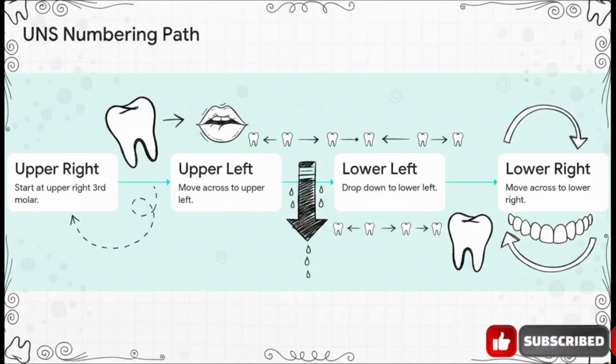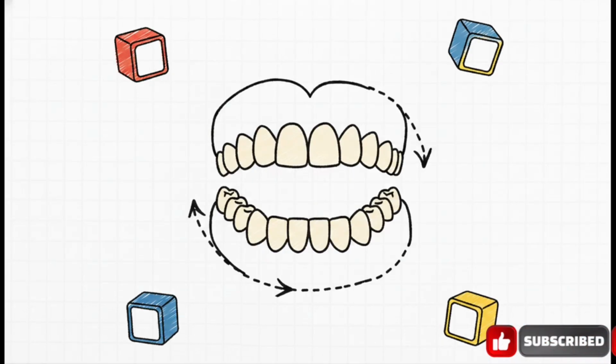Well, the UNS follows a very specific looping path around your dental arch. Go ahead and actually run your tongue along this path as we trace it, just to make it a bit more real. Step 1, it starts at the upper right third molar, so that's all the way in the upper back right of your mouth. That tooth is number 1. Step 2, it moves straight across the upper arch, all the way over to the upper left third molar, which is number 16. Step 3, it drops directly down to the lower left third molar for number 17. And finally, step 4, it sweeps right back across the lower arch to finish at the lower right third molar, and that is tooth number 32. But hey, what about the kids?